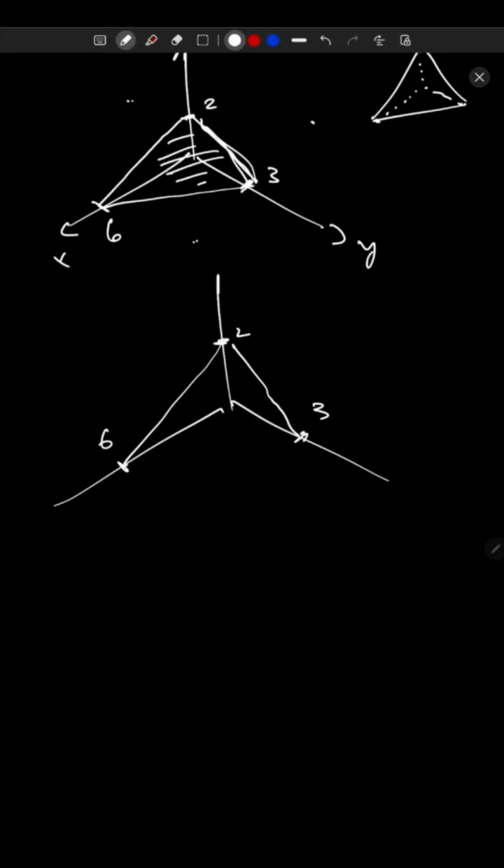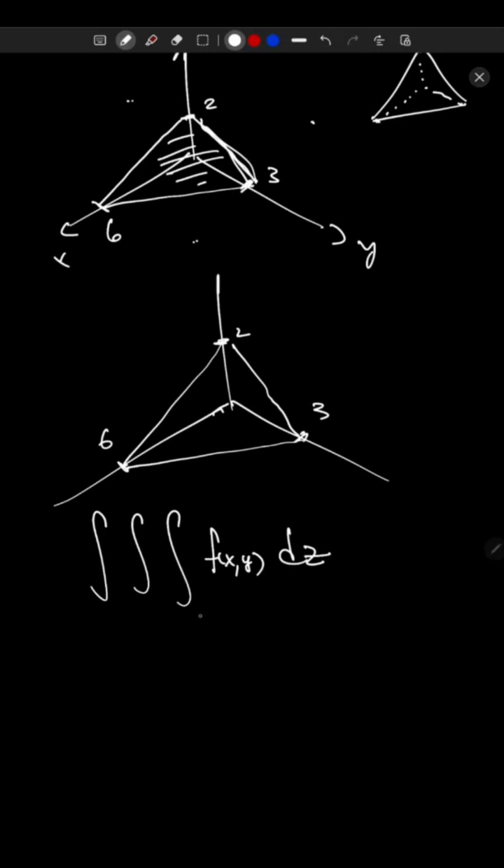As usual, we're going to figure out our limits of integration using our picture. So let's decide to integrate with respect to z first. Our function, whatever it is, I'm just going to stick in here. We're going to integrate z equals. So how's this going to work?